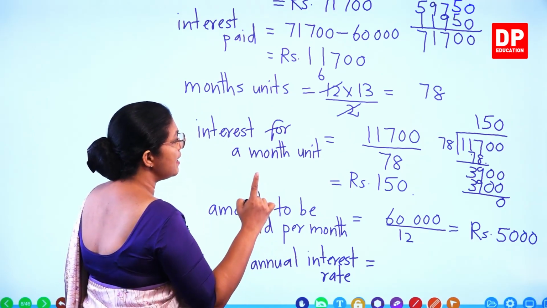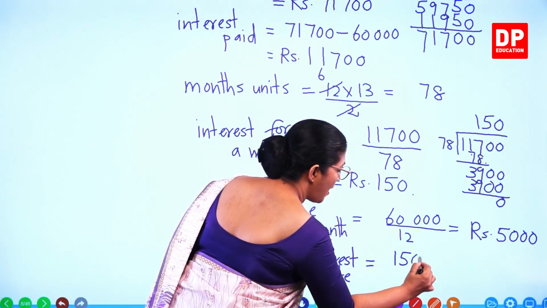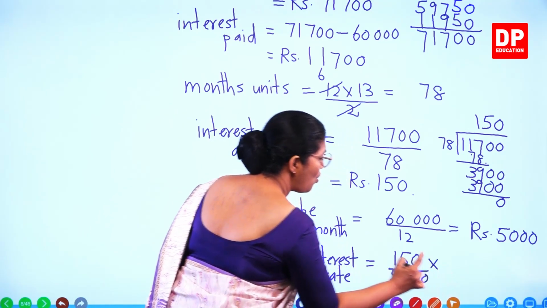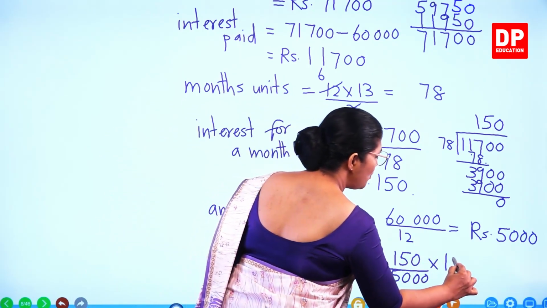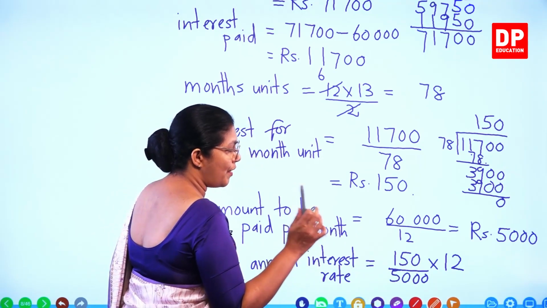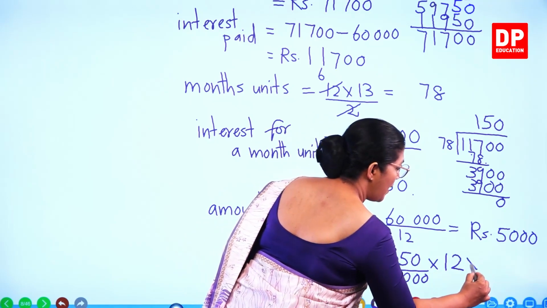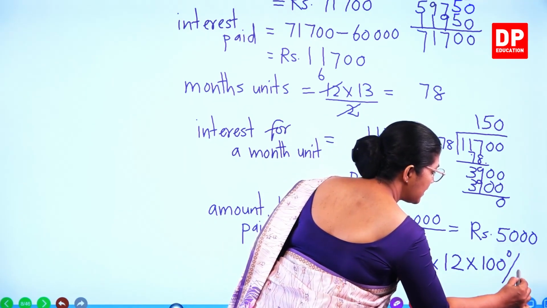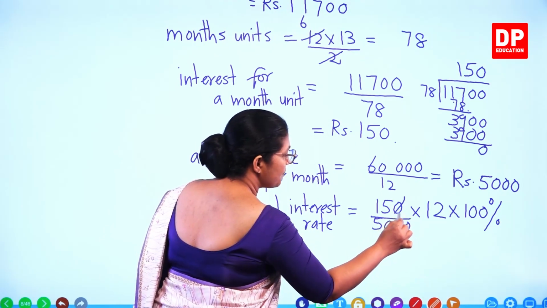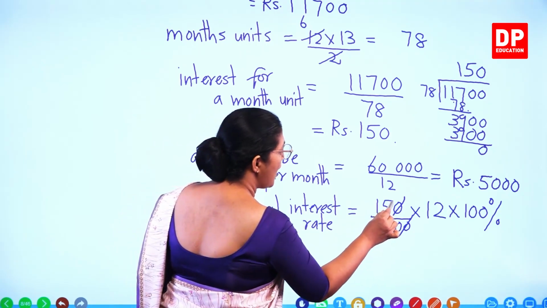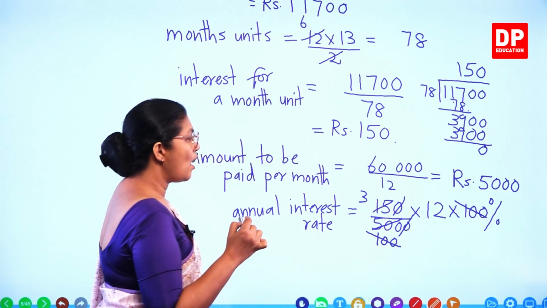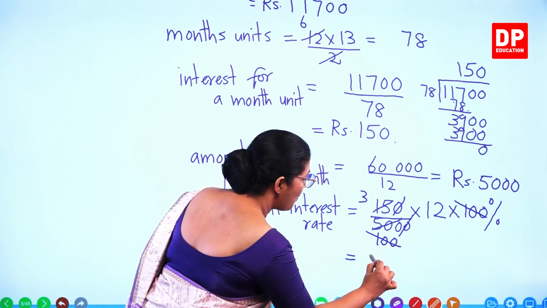The monthly interest rate is 150 and 5,000 is the amount, multiplied by 12. You have to multiply by 12 because this is for a month. There are 12 months per year, and then multiply by 100% to get the percentage value. So let's calculate this. 150 over 5,000 times 12 times 100%. The 100 and 100 cancel out, and 12 times 3 gives you 36%.